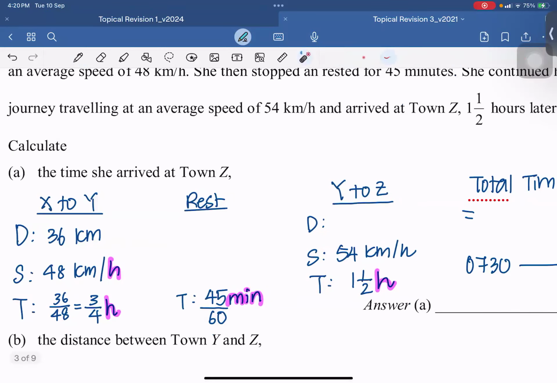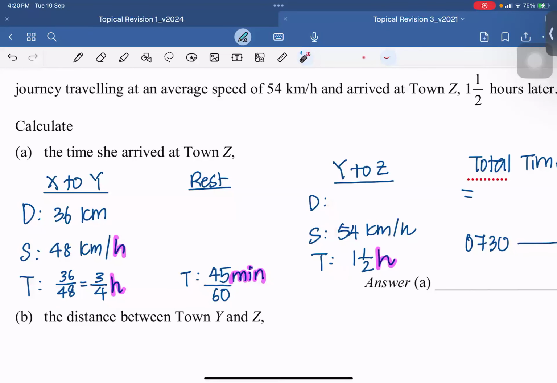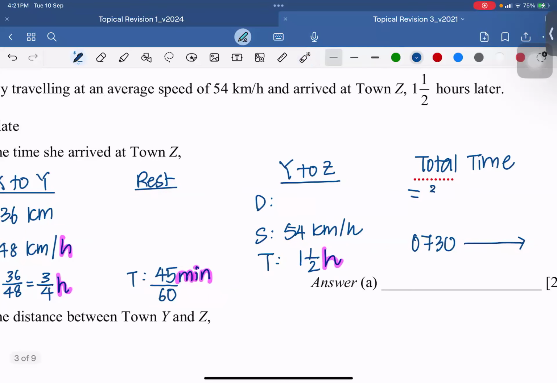The question says she continued traveling at an average speed of 54 and 1.5 hours later she reached. So in this card, I have DST. They only wanted the time, so I don't bother to do my distance yet. I will add up the total time: 3/4 plus 45 over 60 plus 1.5 hours.